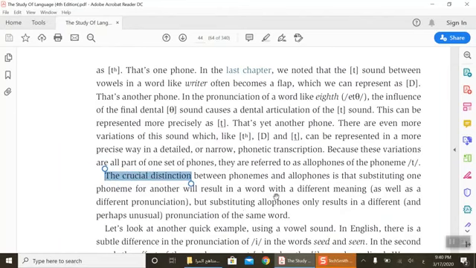So this is the definition of minimal pairs. I will put it in other words. When we have two words, both of these words are similar. They are identical, but only one sound, usually in the same position, is different.